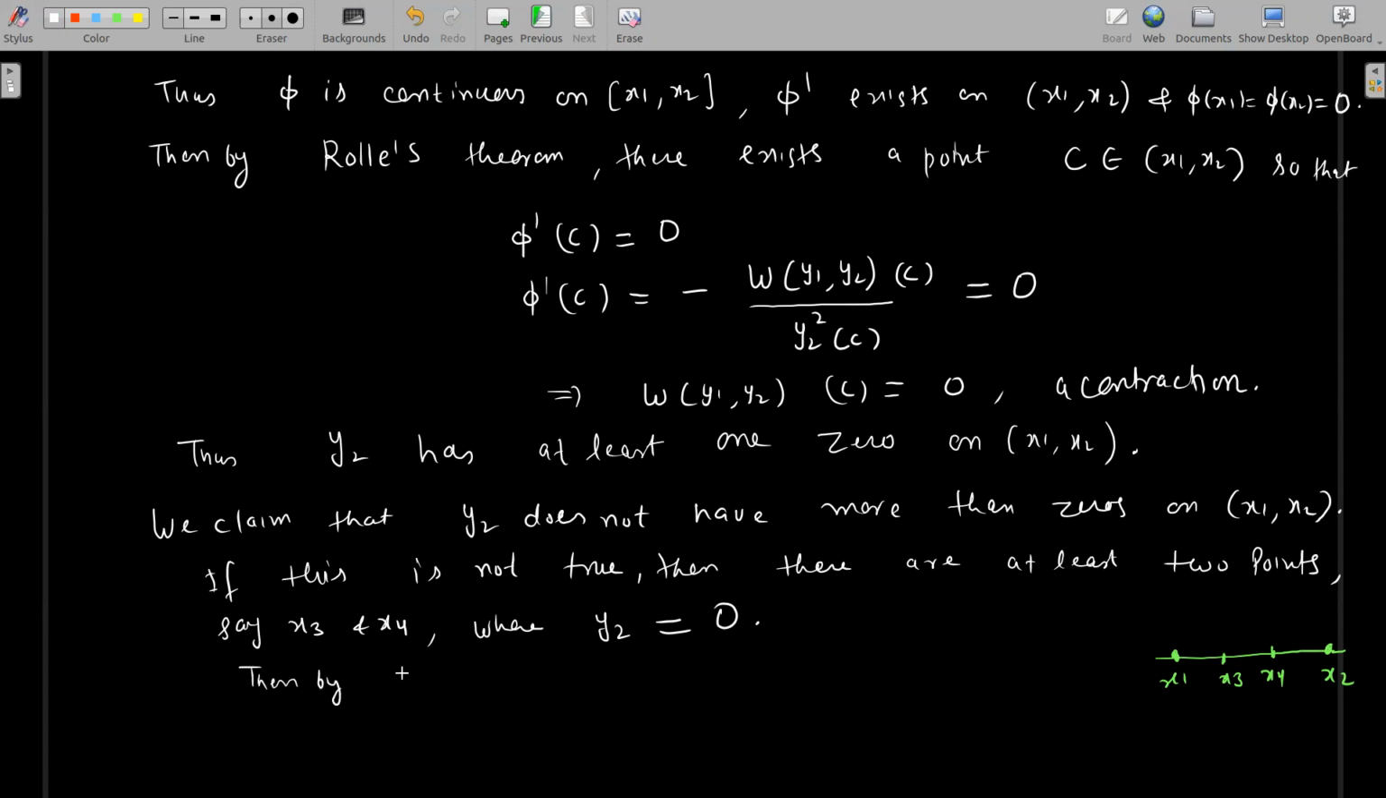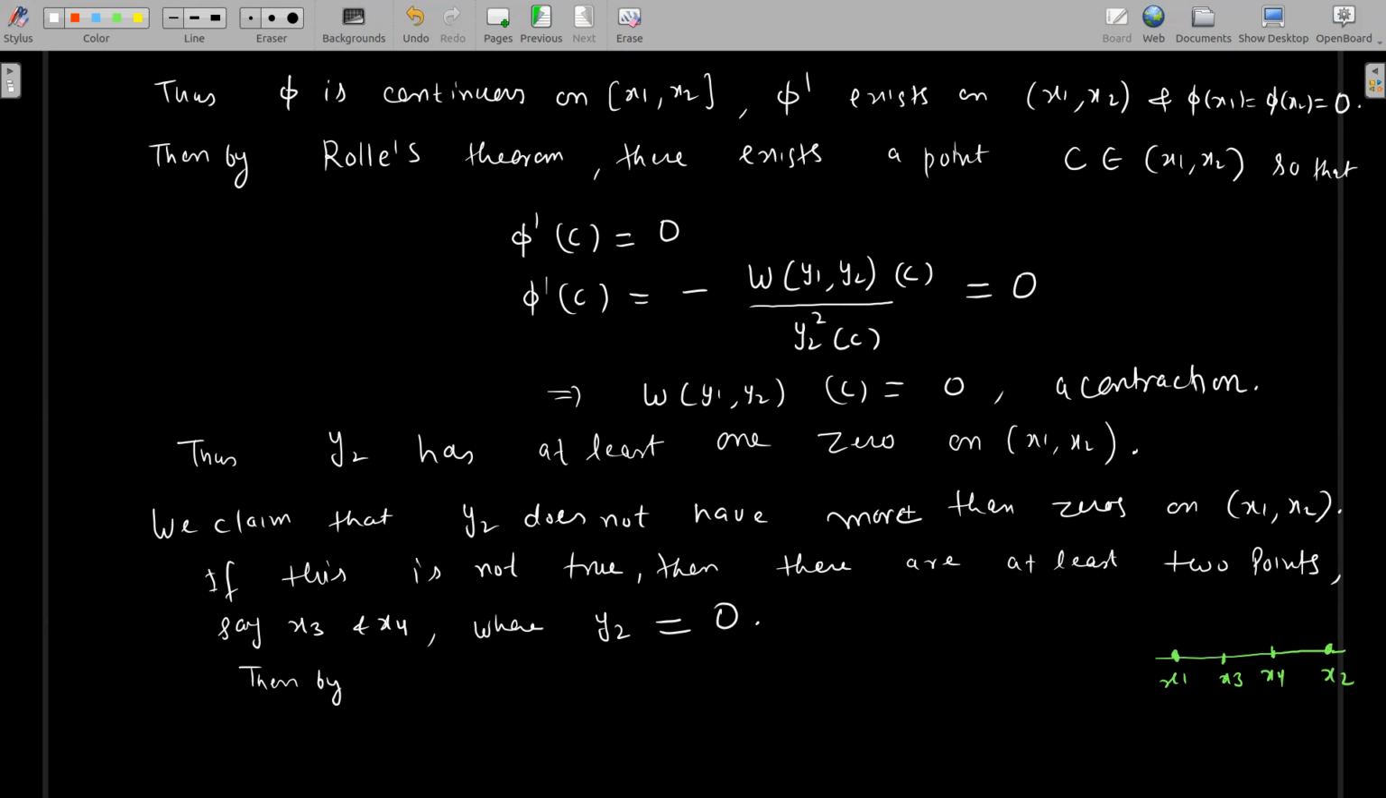Sir, what is this claim written? We claim that y2 does not have more than one zero. हमने कह दिया ना at least one zero है, but हम क्या शो कर रहे हैं? y2 does not have more than, यानी कि एक ही रूट है उसका. अब जो आप रोल थ्योरम में आप c कहते हो ना, तो वो कहता है कि there is just a point, है ना, at which this vanishes. बट एक से ज्यादा भी तो हो सकते हैं.